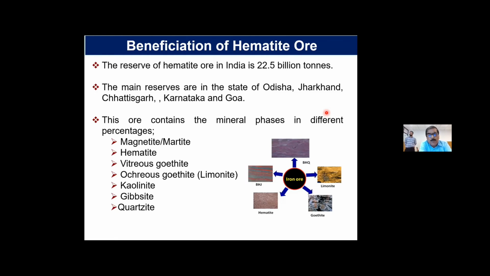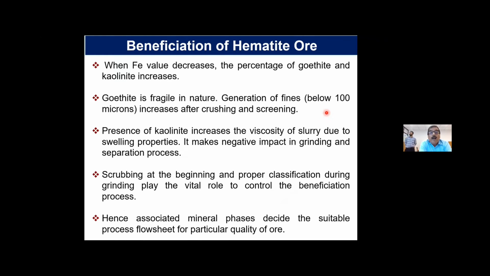But out of the three impurities, mostly kaolinite dominates. Mostly 90% is kaolinite, and kaolinite has swelling properties. When you put it for beneficiation, the slurry viscosity goes up. And when Fe value decreases, the percentage of goethite and kaolinite increases. Goethite by nature is fragile, and generation of fines below 100 microns increases after crushing and screening. It varies from 20 to 40%.